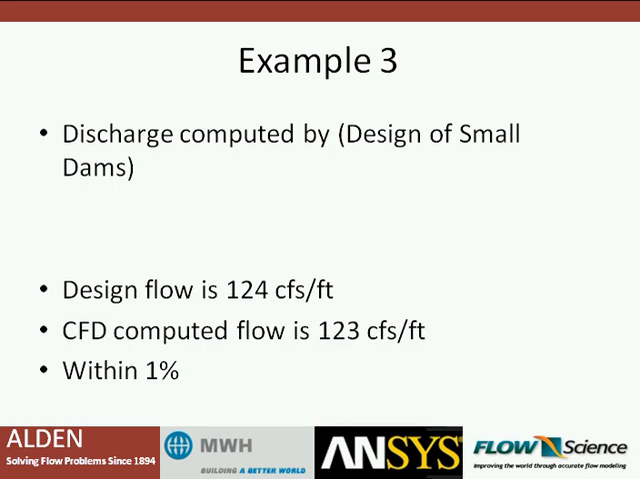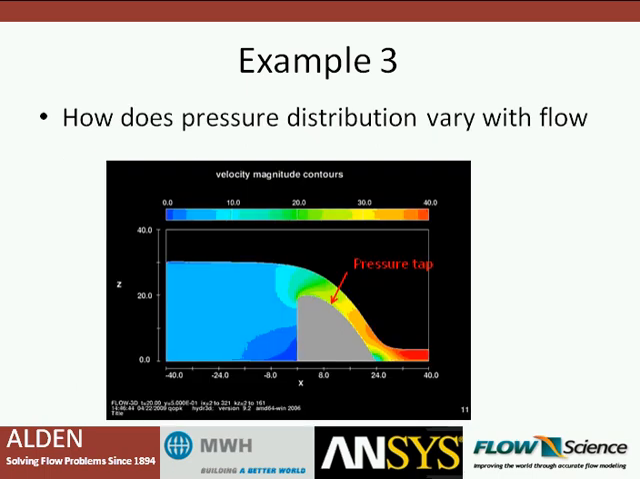So the first thing that we can do is see whether the discharge, as given by Design of Small Dams, matches what CFD predicted. The design flow for this particular one was 124 CFS per linear foot of dam length. And when we plugged in the same water surface elevations, we came up with a computed flow of about 123 CFS per foot. So we're within about 1% there, so we get pretty good agreement on the stage discharge rating curve.